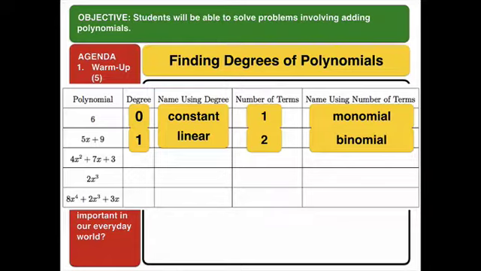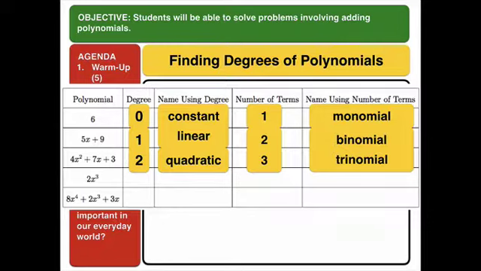The next one is 4x squared plus 7x plus 3. It says something to the second degree because of the x squared. When we name this, it would be called quadratic because when there's ever an x squared, it's always quadratic. The number of terms is 3 because the 4x squared is one term, the 7x is another term, and the 3 is another term. And this would be called a trinomial because there's 3 terms involved.